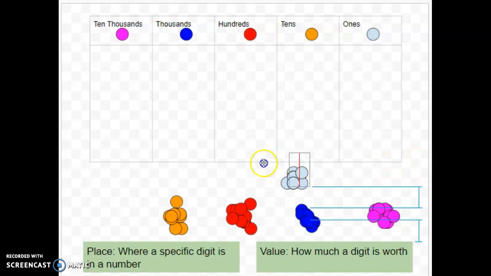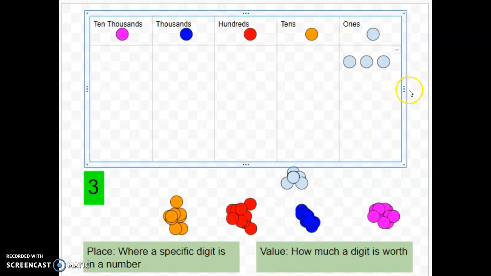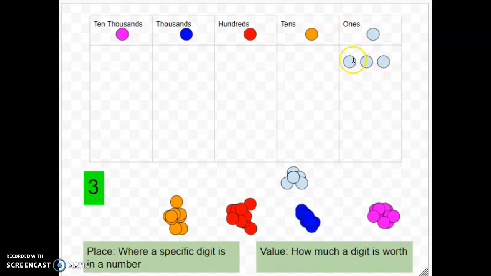So let's begin with the number 3. When I look at the number 3, I see just a single digit. And I can easily count to it: 1, 2, 3. So it is basically 3 ones. So using this color, we're going to create 3 ones. 1, 2, 3. So when you look here, the ones place, you have 3 ones.